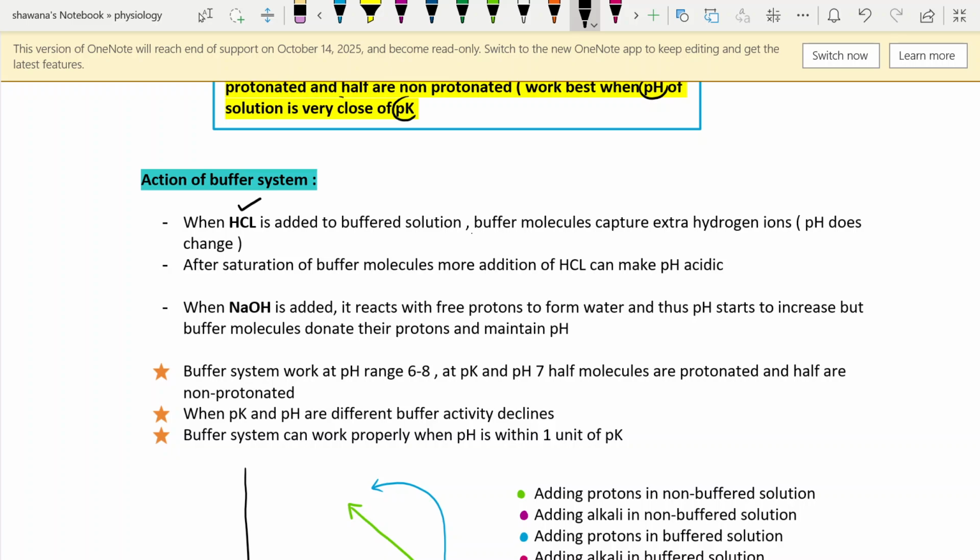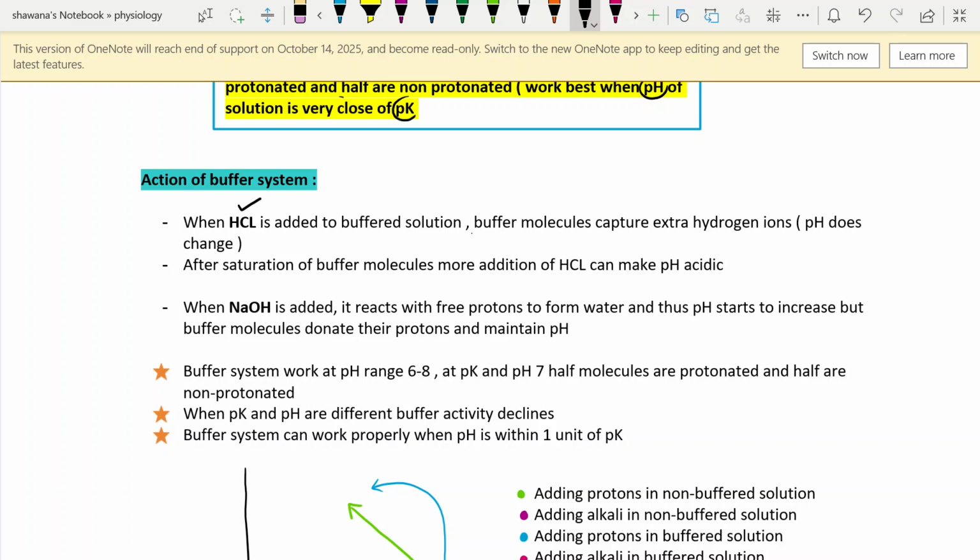Okay, but after saturation, it means that when the buffer system is saturated, it can no longer take the extra hydrogen ions and can no longer donate the protons. Here the problem comes. After saturation, more addition of acid will make the solution acidic, and more addition of alkali will make the solution alkaline. And there is something you need to know: a buffer system works maximally at the pH range from 6 to 8, in which the buffer has half protonated and half unprotonated forms.